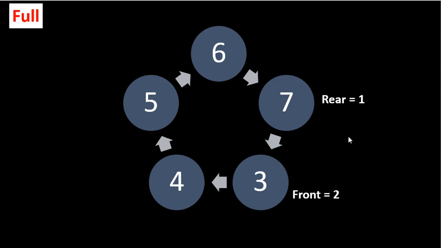Here you can see that we have another condition for showing the circular queue is full. When the rear is equal to front minus 1, meaning if you decrement front by 1, and on that specific position we have rear, then the queue is full. There is no more place to add a new element, right?